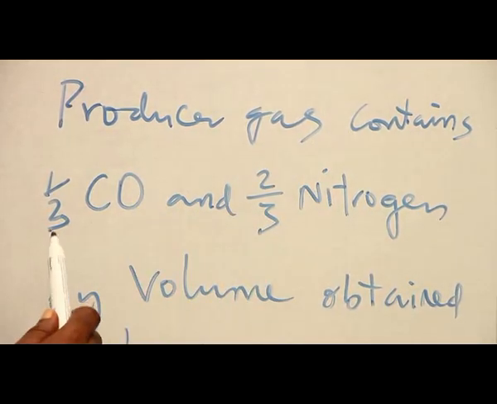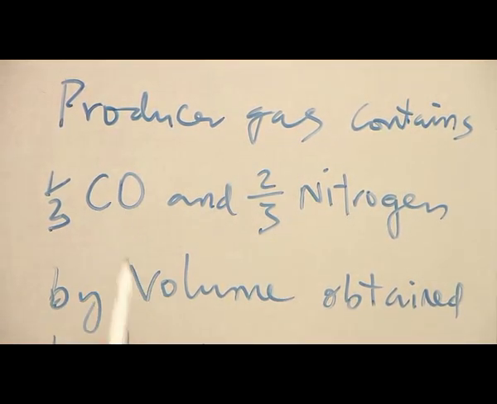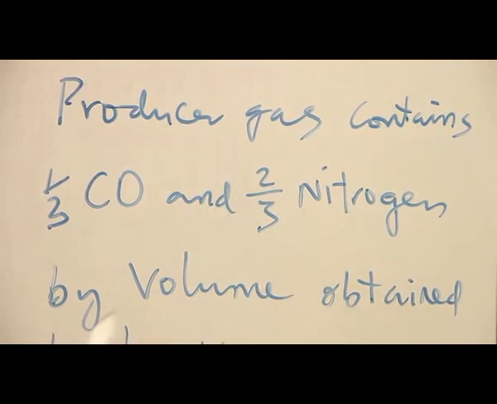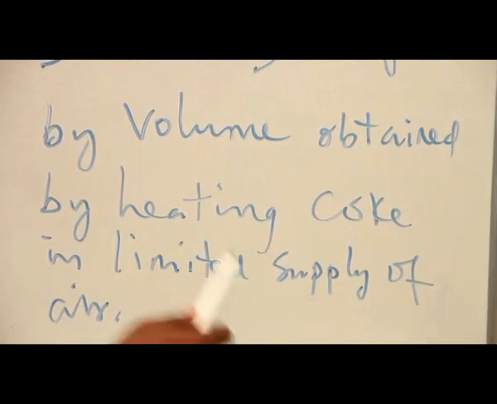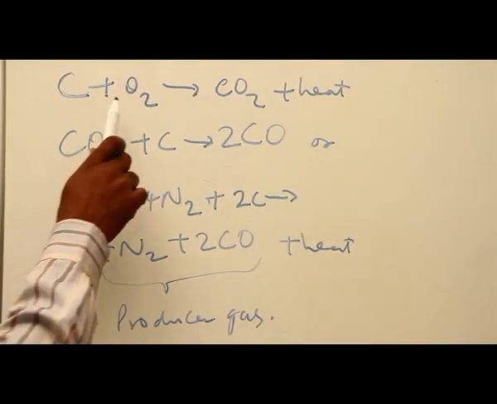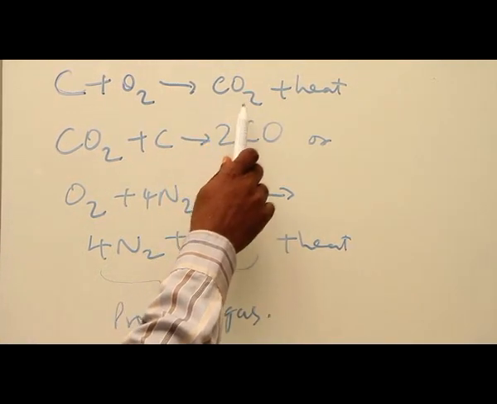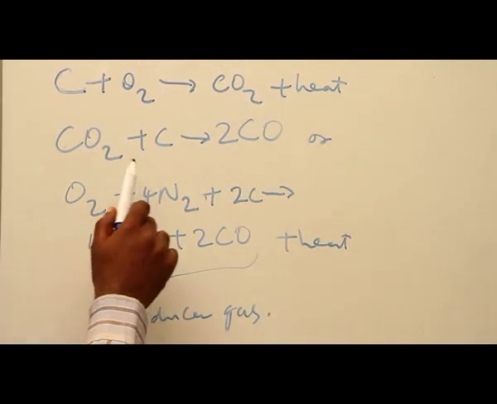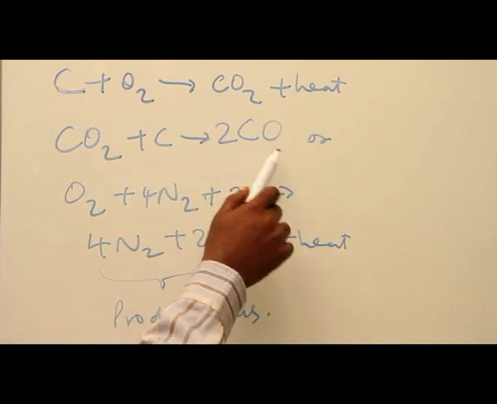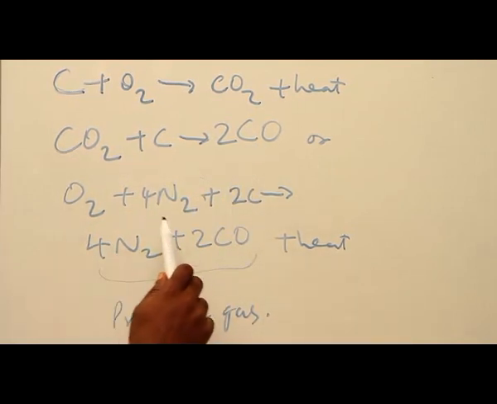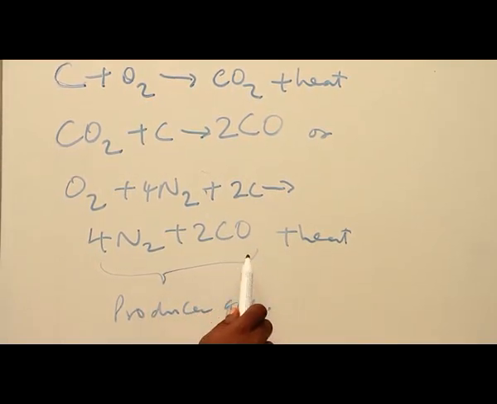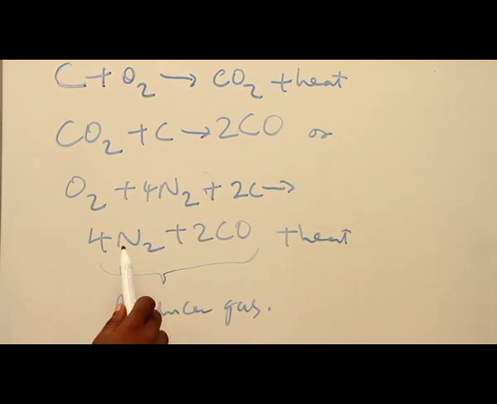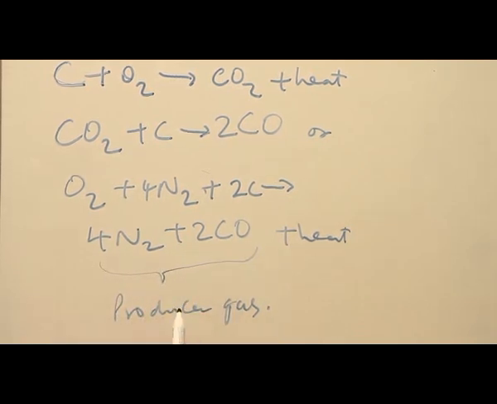Producer gas contains 1/3 of carbon 2 oxide and 2/3 of nitrogen by volume, obtained by heating coke in a limited supply of air. Carbon plus oxygen to give carbon 4 oxide plus heat. Carbon 4 oxide plus carbon to give carbon 2 oxide, or oxygen plus nitrogen plus carbon to give nitrogen plus carbon 2 oxide plus heat. The combination of nitrogen and carbon 2 oxide makes up the producer gas.